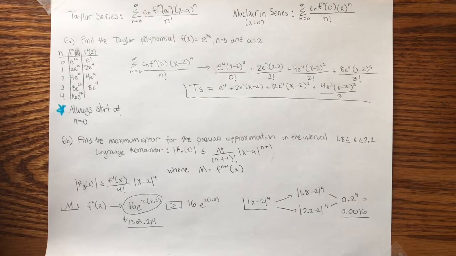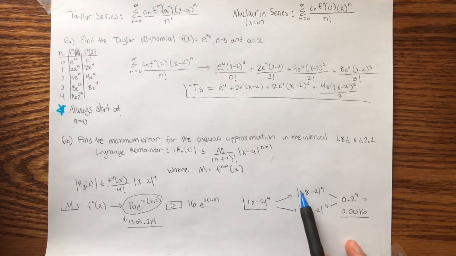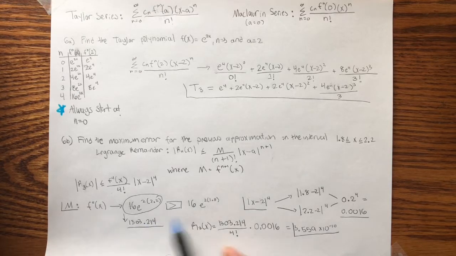Now let's find the maximum value for our x minus a, or in this case, x minus 2 to the power of 4. When we plug in our x values for here, we get the same thing because 1.8 and 2.2 are both the same distance away from 2. We get 0.2 to the power of 4, which we can get this over here. Now we can plug in our m and our x minus a to the power of 4 values to get our remainder, which is 3.559 times 10 to the negative 10.